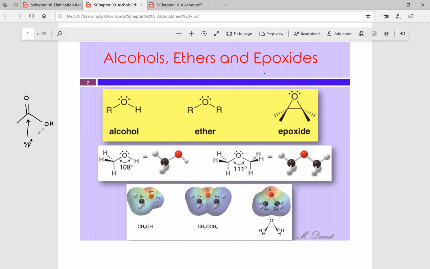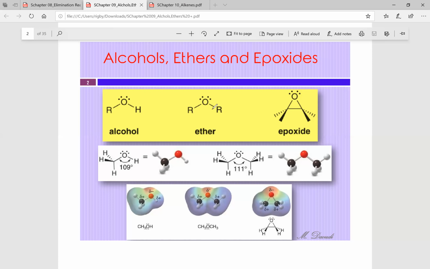And so then this guy here is not considered an alcohol. It's something called a carboxylic acid. And so that's why we want to specify that an alcohol is an OH group, a hydroxy group, bonded to an sp3 hybridized carbon. Okay?